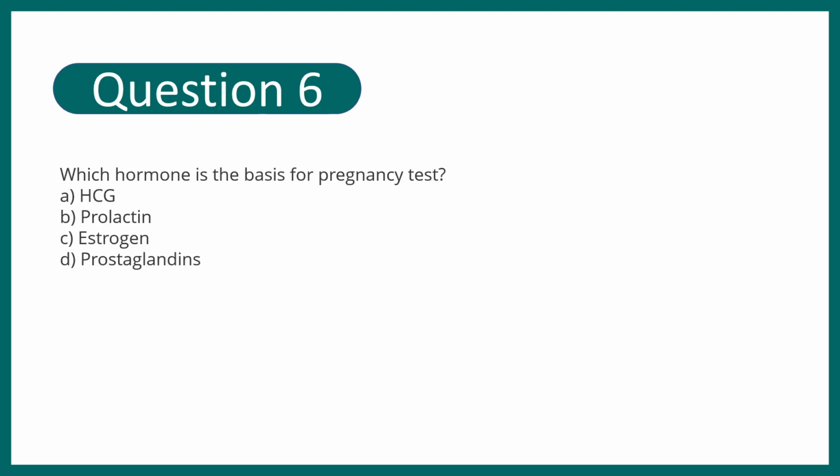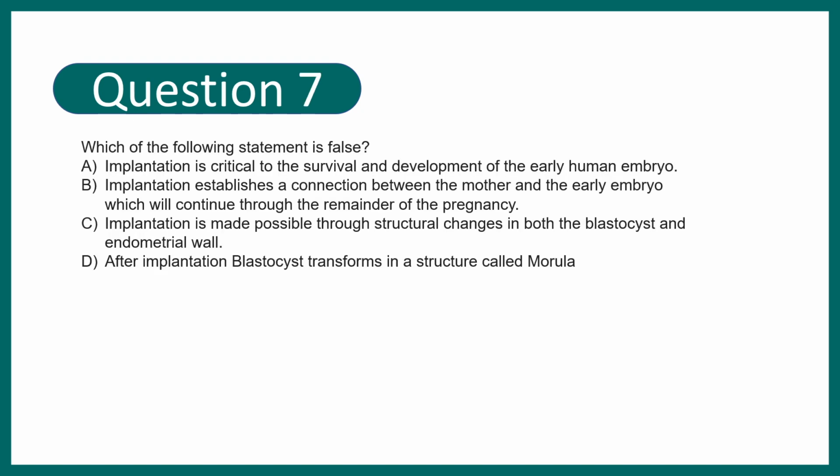Which hormone is the basis of pregnancy test? I mean, presence of which hormone in the urine or in blood tells us about pregnancy. The hormone is actually human chorionic gonadotropin. And the concept regarding that is provided in the I button. Check out that video.